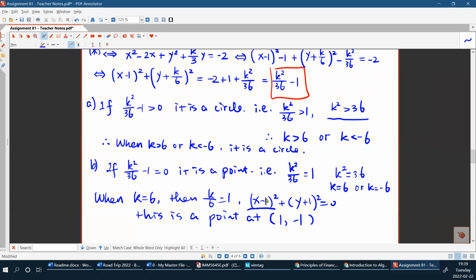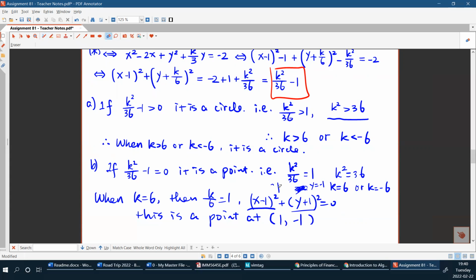Because as you can see here, this is a non-negative number. This is also a non-negative number. If the right side is 0, this number must be 0. So x must be 1, right? And this number is also 0. So y must be -1. So of course, this point is (1, -1). Can you follow me?